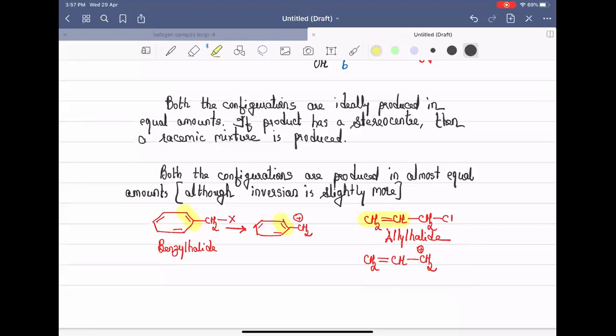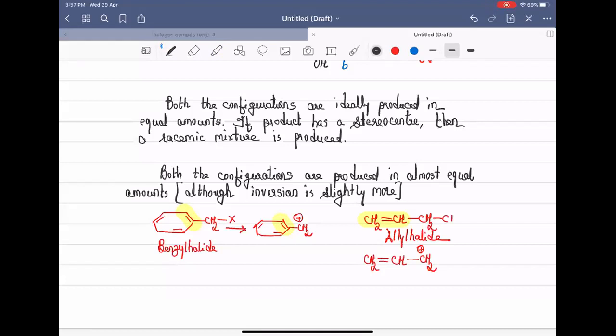So the question is, what would be more? Will it be SN2 or will it be SN1? So if I take benzyl halide for any reaction, what do you think? Will it undergo SN1 or will it undergo SN2? How do you figure out that? Now, in such cases, it becomes a little difficult to answer as such, because both benzyl and allyl halides can undergo SN1 as well as SN2.